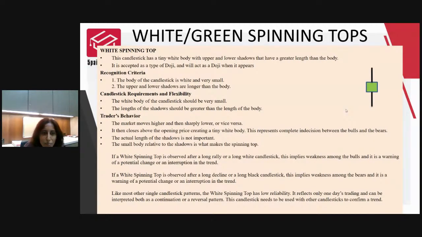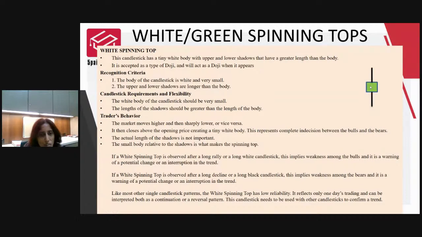Of course, in this case, the length of these wicks is not that important, and they are not used for any kind of interpretation. However, they ensure that this kind of candlestick style looks like a spinning top. So the small body relative to the shadows is what makes the spinning top.